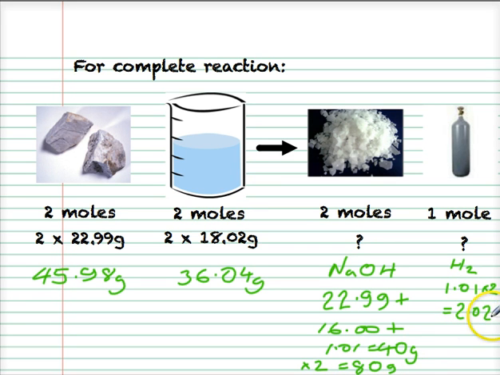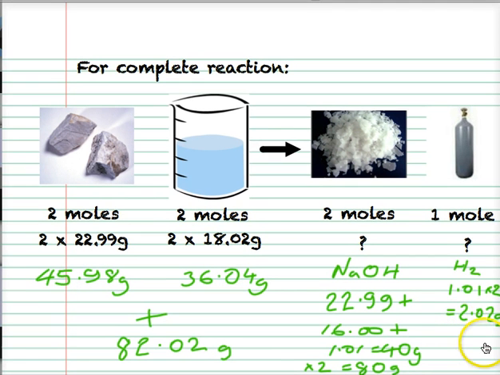reaction. Now these numbers, of course, should add up to the mass of the reactants. Conservation of mass we've already discussed, 45.98 plus 36.04. Add them together and we get 82.02. The total mass of the reactants. Total mass of the products is going to be the same. You can see that very quickly. 80 plus 2.02 is 82.02 grams.